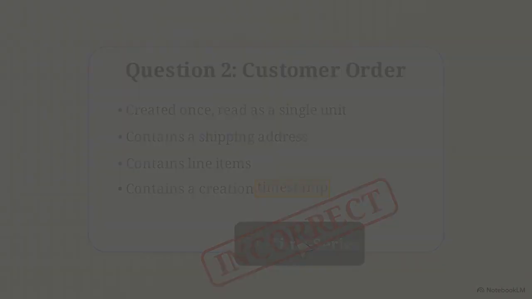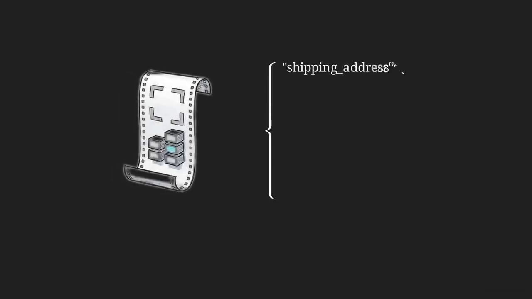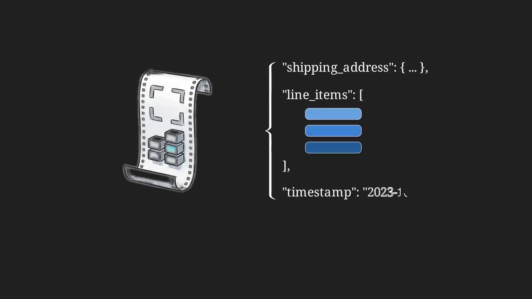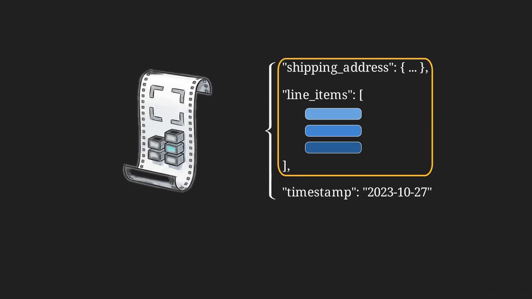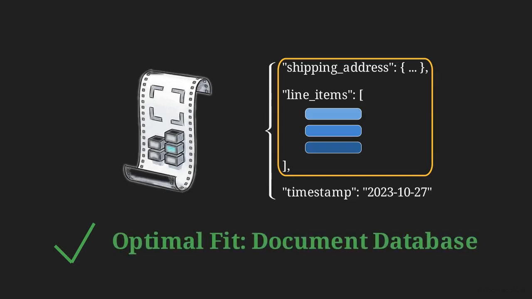Students see it and immediately jump to time series. Look at the actual shape of the data. The order contains a shipping address and multiple line items packed together. Because it has nested fields read as a whole object, it strictly belongs in a document database.